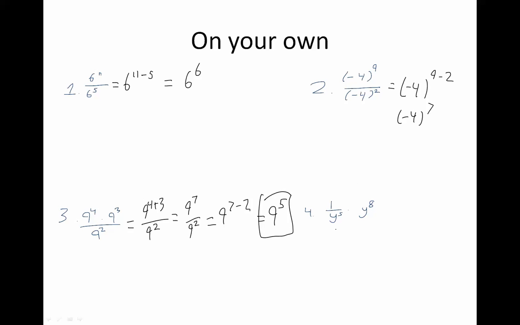And finally, we're multiplying these two things together, right? There's a multiplication thing there. This is a whole number. We're dividing by 1. So when I multiply these, it's y to the 8th over y to the 5th. And then continuing on with our rule, we get y to the 8 minus 5, which is y to the 3rd. And we're done.